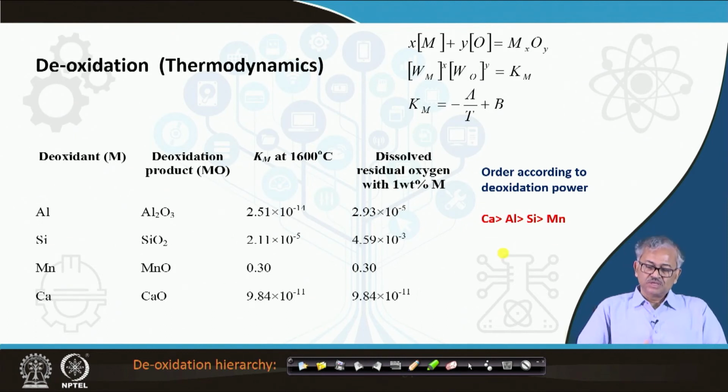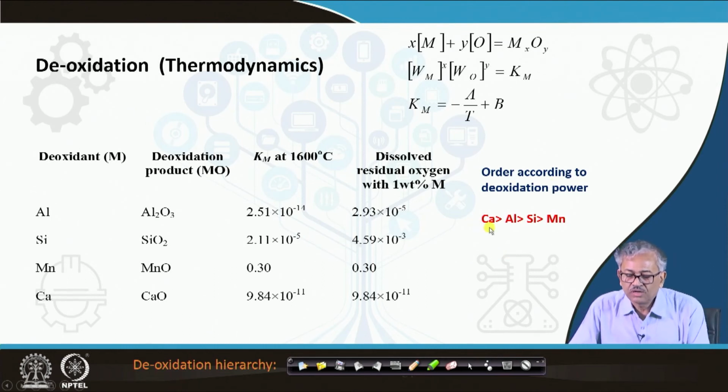The reason is that calcium, as I said, is highly volatile and reactive. So you cannot just dump it like aluminum, which you can dump from the top. For calcium, you require a special technique like submerged injection and cored wire injection, but then also a lot of problems are there. The recovery of calcium is very low, because calcium is highly volatile, it forms bubbles and goes away from the system. So the order is calcium greater than aluminum greater than silicon and manganese.